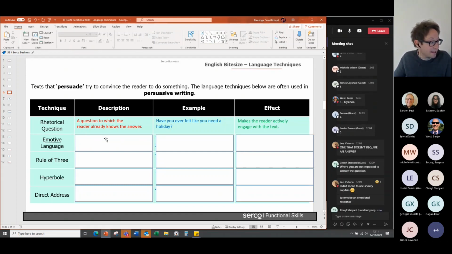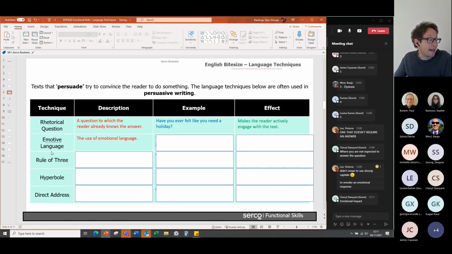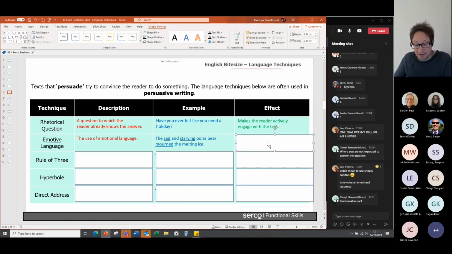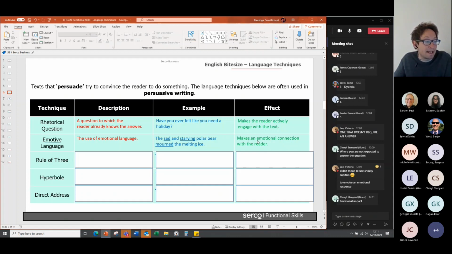Exactly, yes, perfect. So emotive language is the use of emotional language. It invokes an emotional response. Exactly. So I've put an example just there and I've underlined the emotional words. And the effect of emotive language, it makes an emotional connection with the reader. In fact, I prefer the way Victoria's written it, to invoke an emotional response. So again, if you're asked about the effect, there's no one right answer as long as you write something logical.